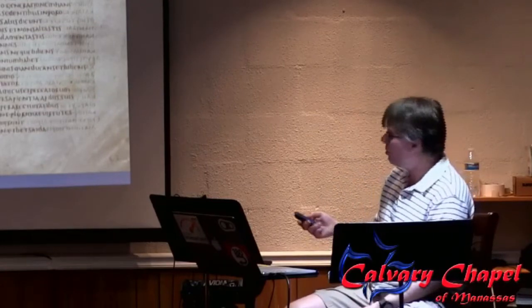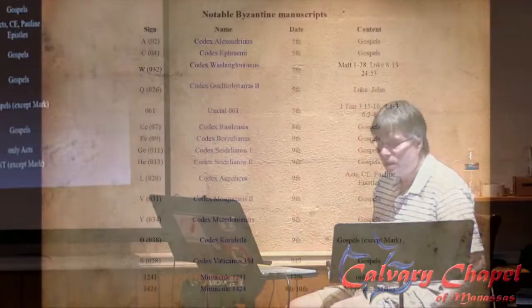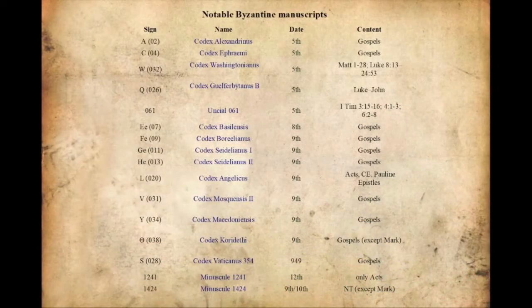Now, I wanted to show you guys just real quickly a couple of charts that I found. This chart here indicates notable Byzantine manuscripts. Remember we talked about the different textual families? Well, certainly two of the main ones are the Byzantine family and the Alexandrian family. The Byzantine family, as we discussed, was the family of manuscripts that were used to translate the King James Bible, the manuscripts that Erasmus used to make the Greek text from which the King James Bible was translated, at least the New Testament part of the King James Bible.